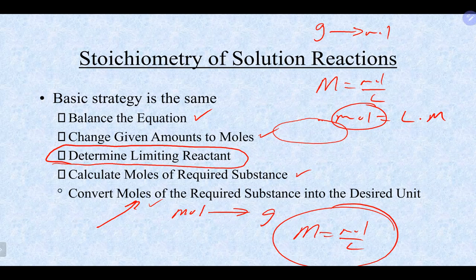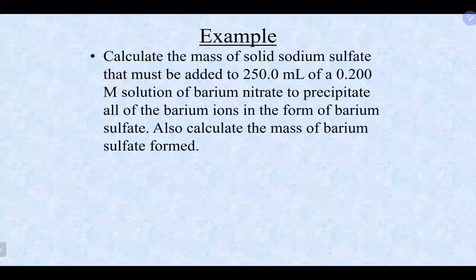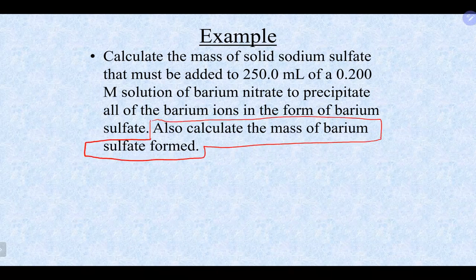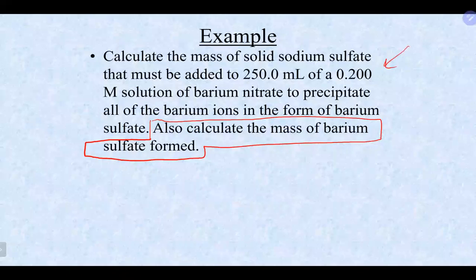So let's take a look at one together to see how it goes. We want to calculate the mass of sodium sulfate that must be added to 250 milliliters of a barium nitrate solution to precipitate all the barium ions as barium sulfate. Also calculate the barium sulfate formed. We're just going to start with the first part, and we'll come back and do the second part in just a second. So we want the mass of how much solid sodium sulfate would be needed to react in this case.